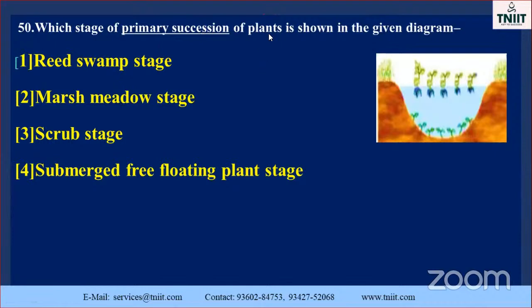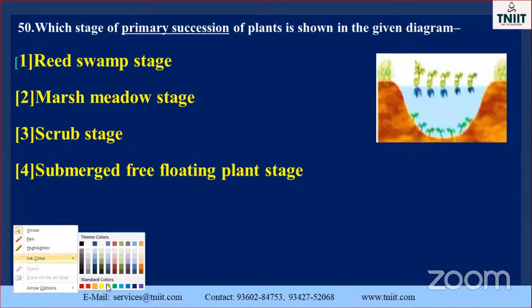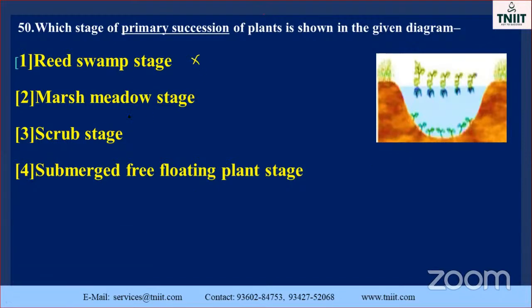Next one is, which stage is primary succession? What is the meaning of primary succession of the plant shown in the given diagram? Reed swamp stage, marshy meadow stage, scrub stage, submerged free floating plant stage. See the diagram. You will know the answer. You can easily give the answer. Reed swamp stage? No. Marshy meadow stage? No. Scrub stage? No. The last one, submerged.